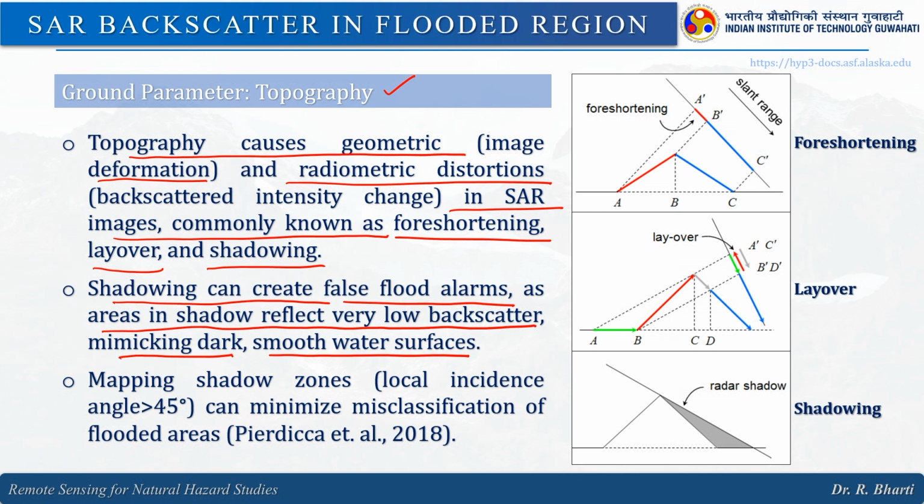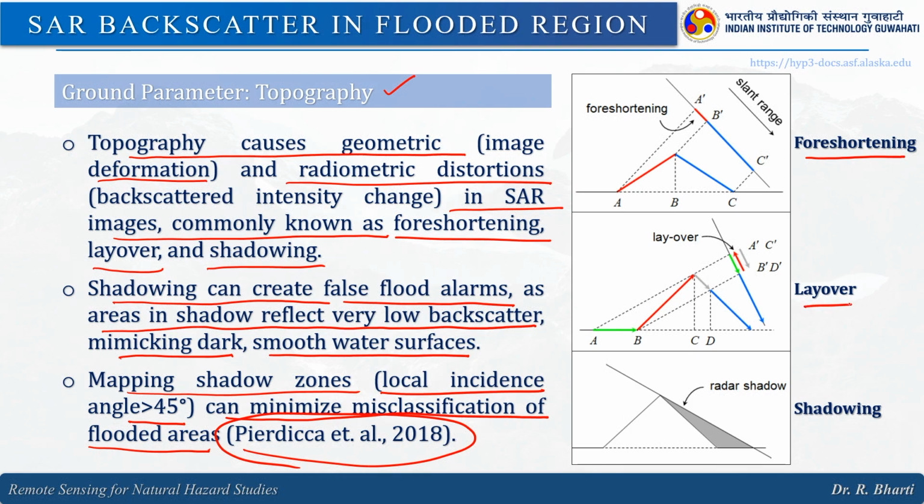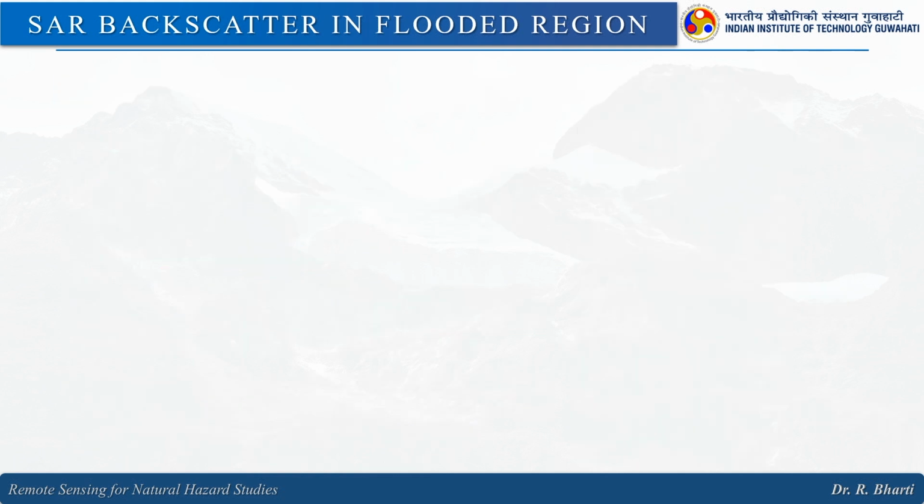So, because of the shadow zone, we will be confused whether it is water or whether it is a shadow. Mapping shadow zones with the local incidence angle greater than 45 can minimize misclassification of flooded areas. There are different papers which have reported this. Here you can see the foreshortening, layover and shadowing example. These are some of the limitations of utilizing microwave remote sensing in flood studies.